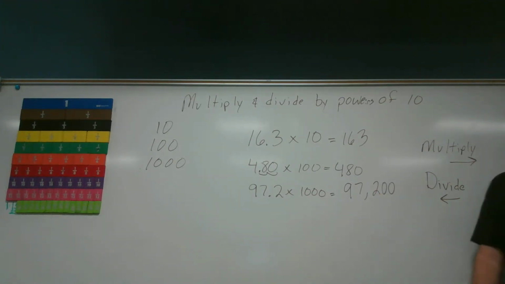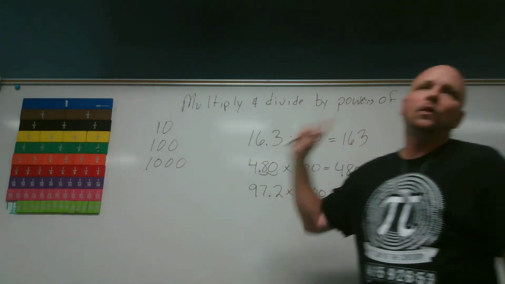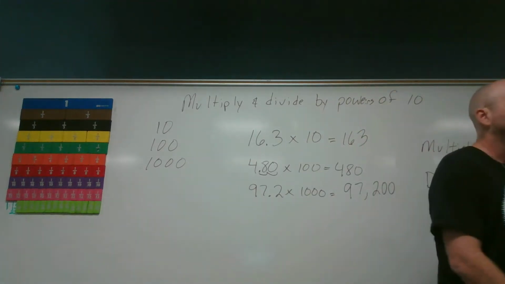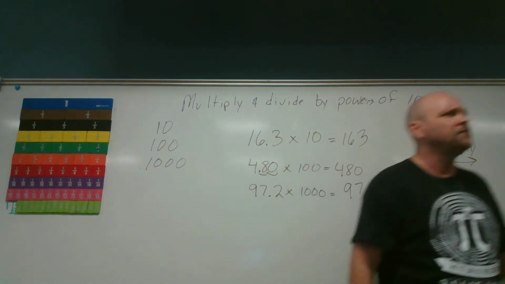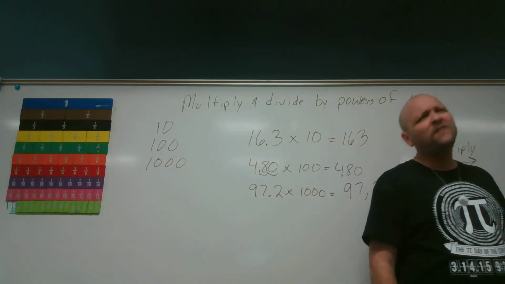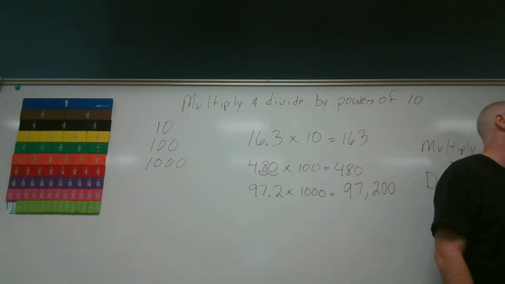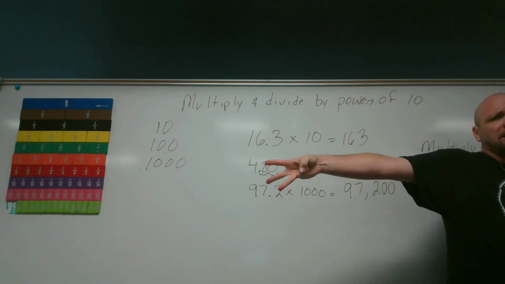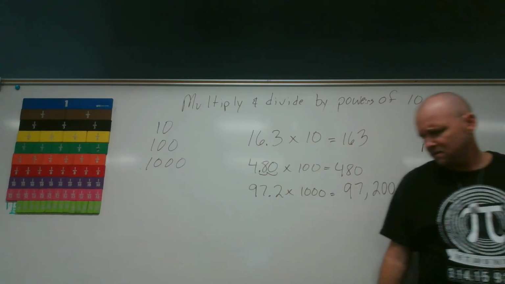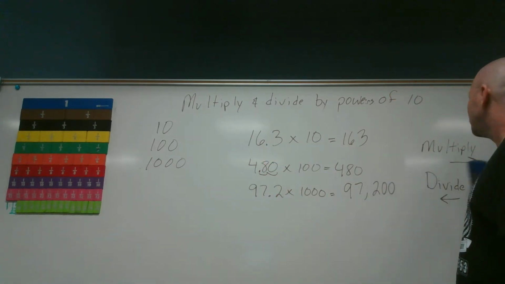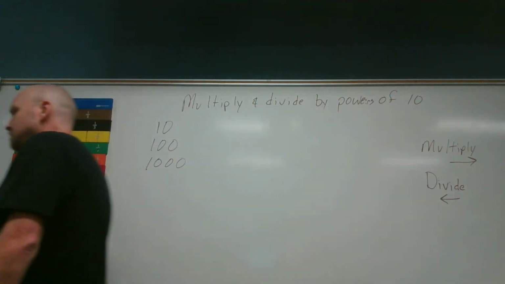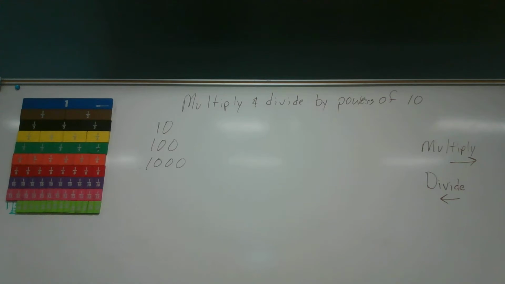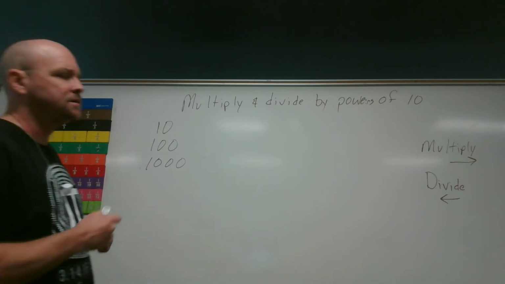If you're dividing by 10, it goes 1 to the left. If you're dividing by 100, it goes 2 to the left. If you are dividing by 1,000, it goes 3 to the left. 10,000? Yes, good job. 100,000. So let's look at a couple of these.